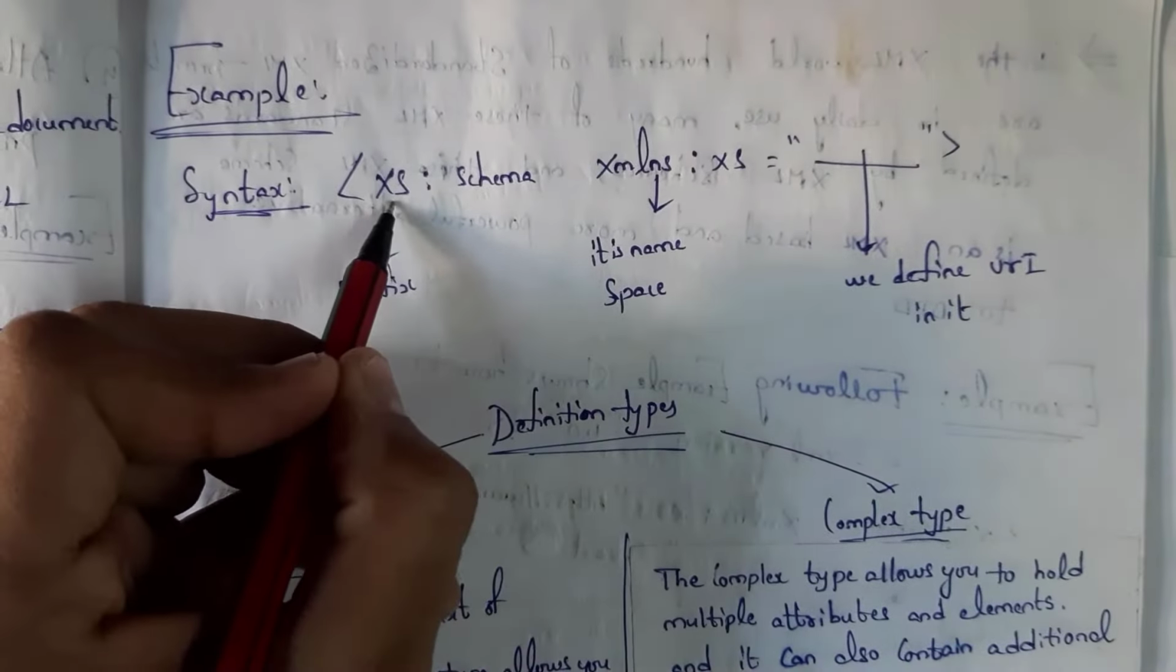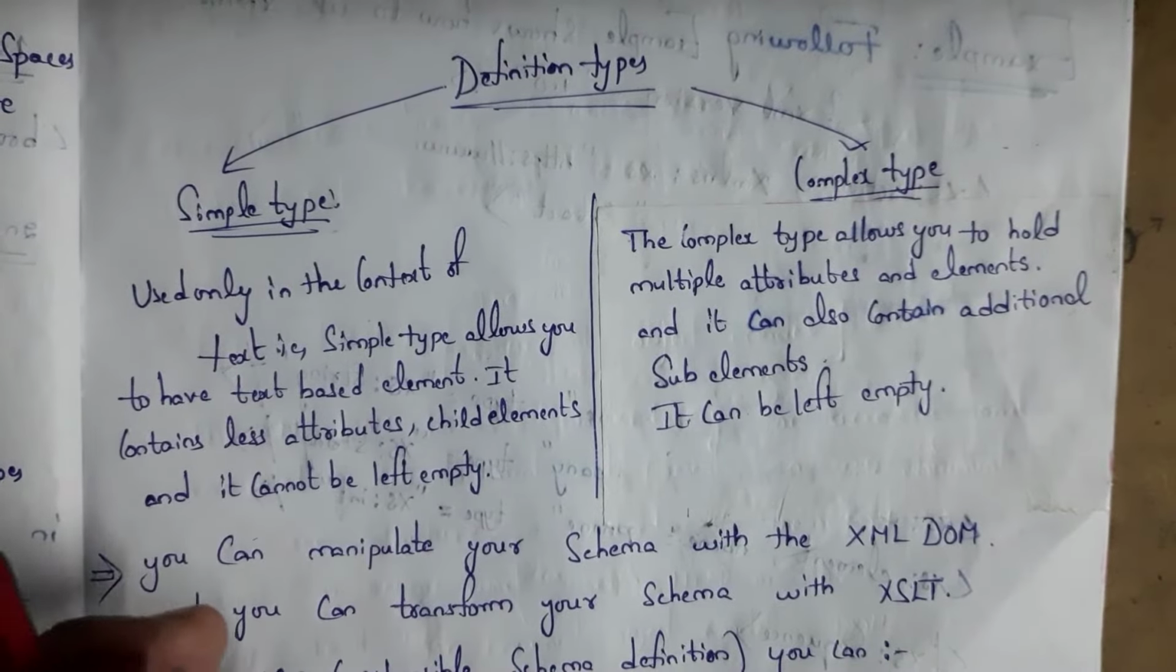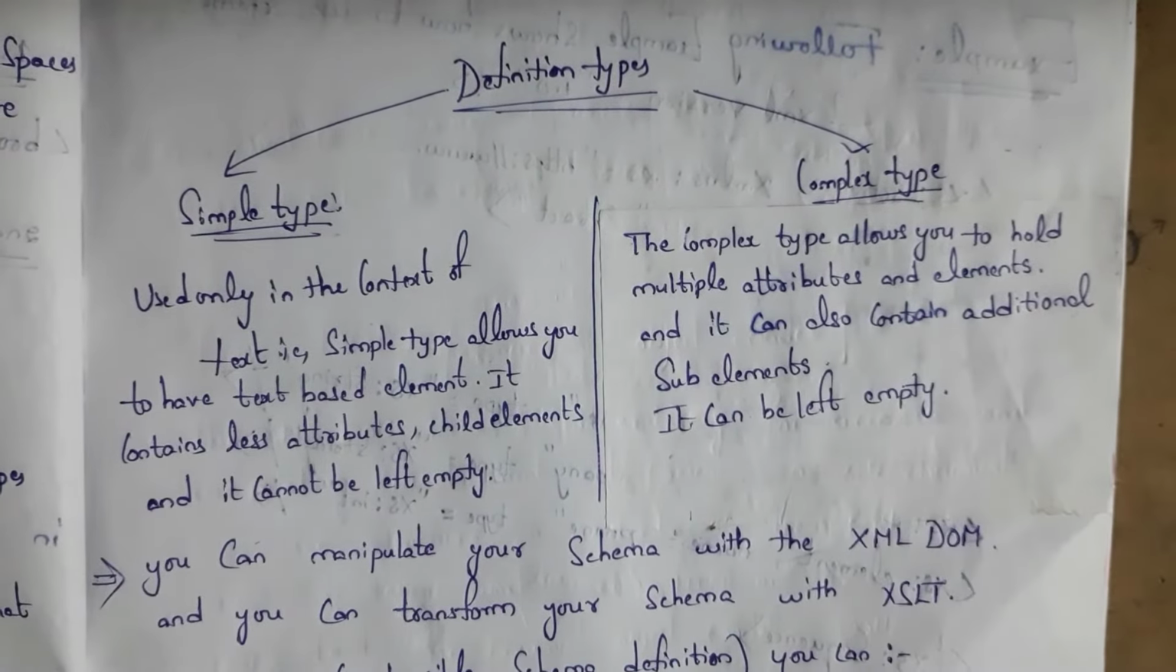XML schema is classified into 2 types. First one is simple type and next one is complex type. In simple type we can represent data only in the form of text. Simple type allows only text based elements. This simple type contains only few attributes, few child elements, and it should not be left empty. We should not leave this simple type empty.